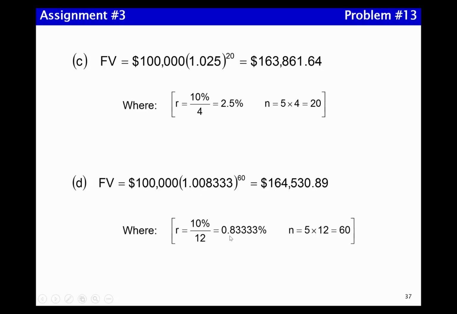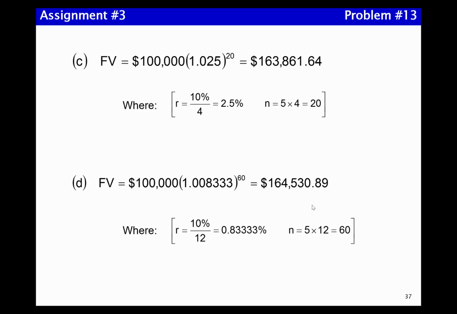Don't forget to still divide this by 100. Yes, it's true that it's already a decimal, but it's a percentage. You've got to convert that to a decimal by dividing by 100. So insert 2 zeros in front of the 8. It's 1.008333333, repeating, to the 60th power, then times 100,000, and you get an even higher future value.